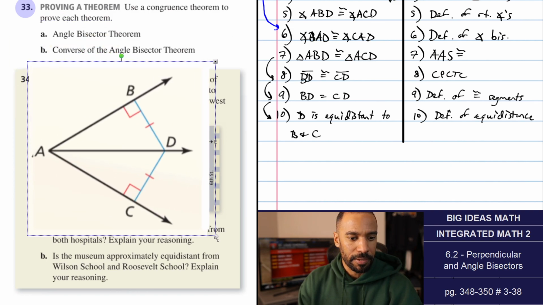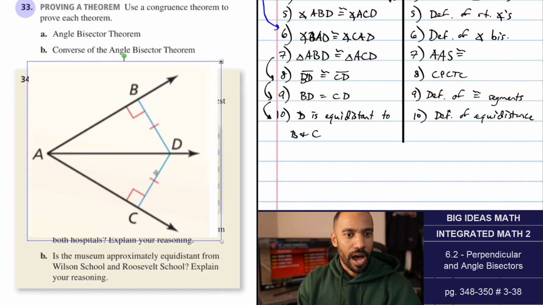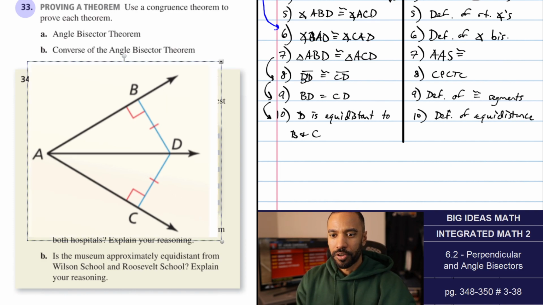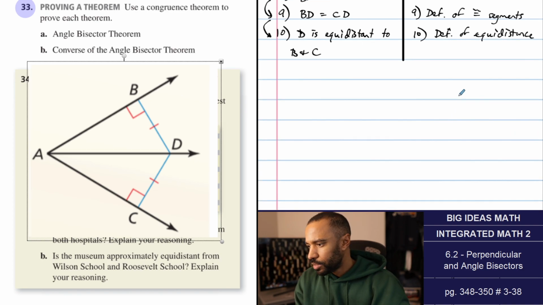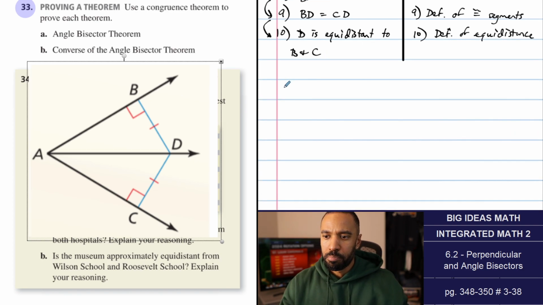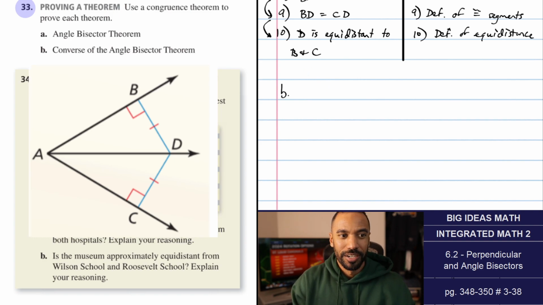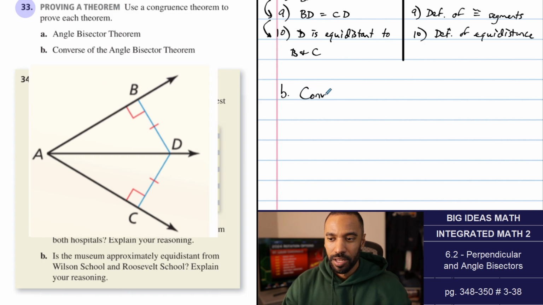Now let's look at part B and do the converse of the theorem. Let me see how much room I have on my computer still. I still have a little bit. I think I should be good to finish this, I hope. So part B, I don't know how much longer the other problems are. I still have 5 more after this. And if they're this long, this is one problem.